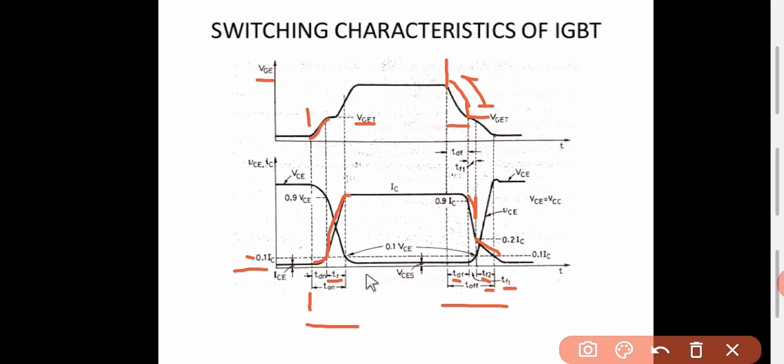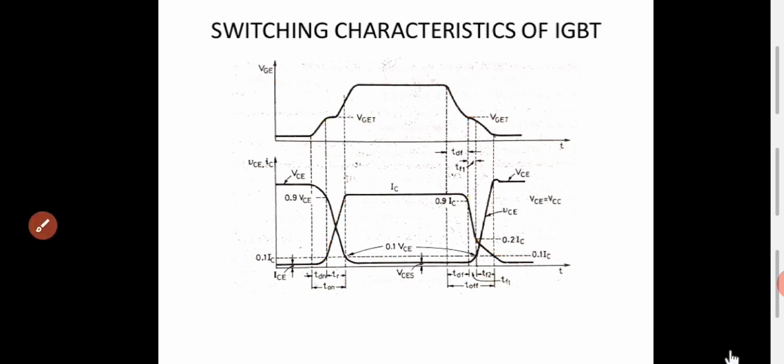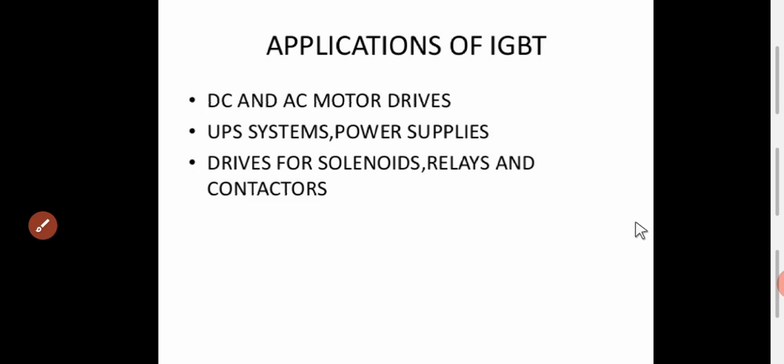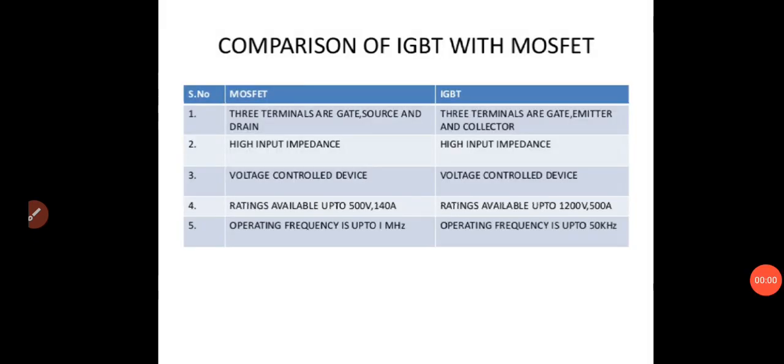When the device is turned on, that means full collector current will flow, so the voltage across the collector and emitter is 0. When the device is off, full voltage appears across the collector and emitter, which is the applied voltage VCC. Applications of IGBT: it is used in DC and AC motor drives, UPS systems, power supplies, and drives for solenoids, relays and contactors.